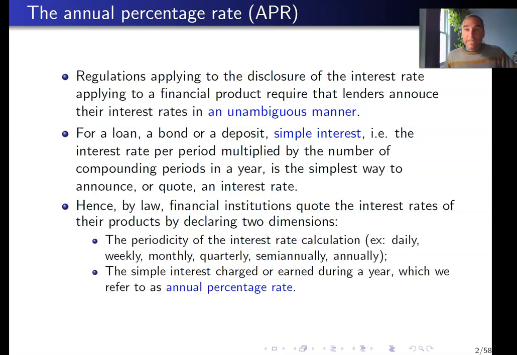The simple interest is the interest that prevails per compounding period times the number of these compounding periods during a year. So the simple interest on a credit card compounded monthly is the monthly interest rate times 12. The simple interest on a product that pays interest 4 times a year, or every 3 months, is the interest rate that is applied every 3 months times 4. So the annual percentage rate is simple interest that is earned during the year.